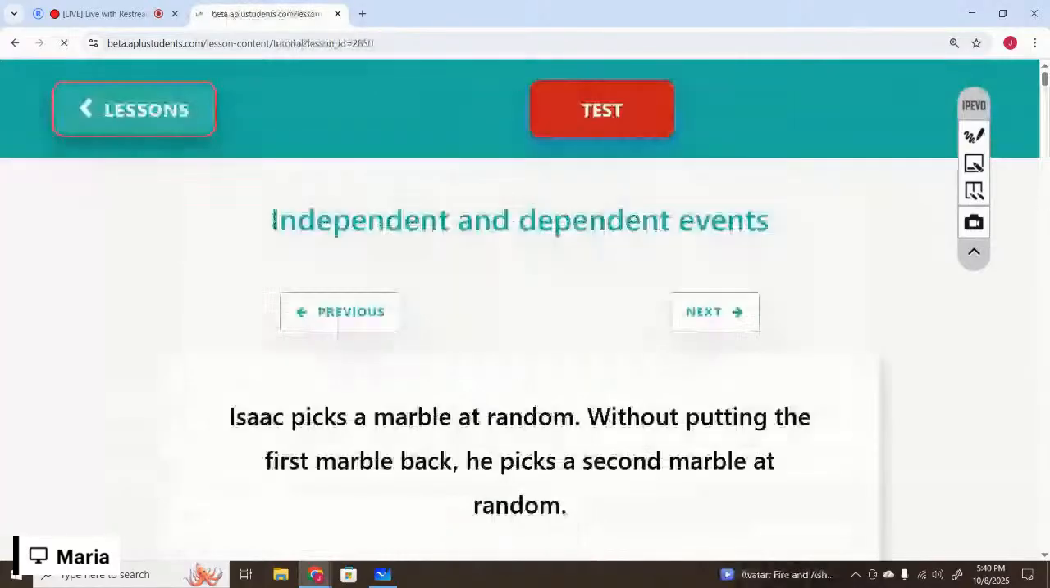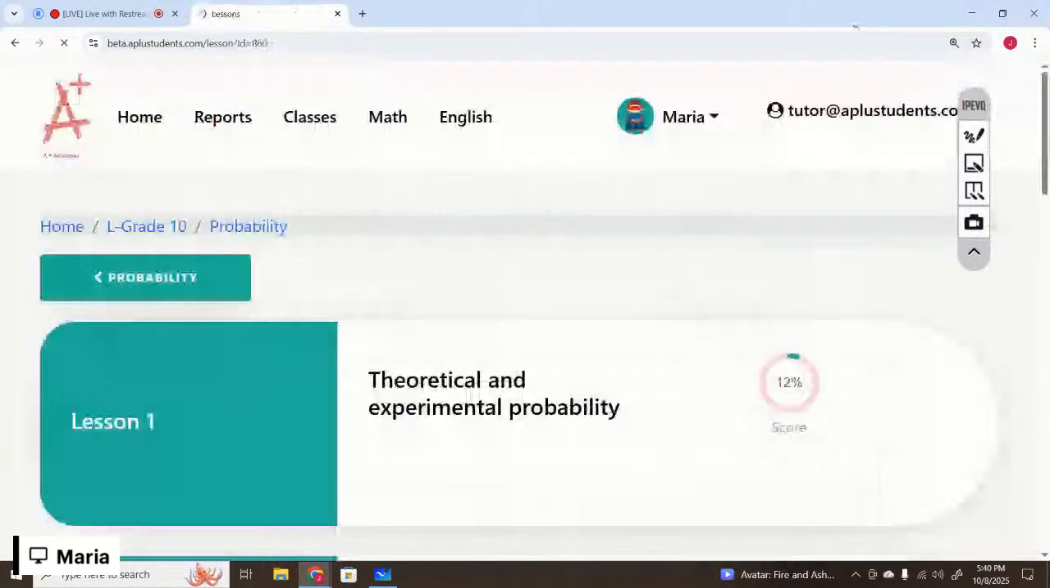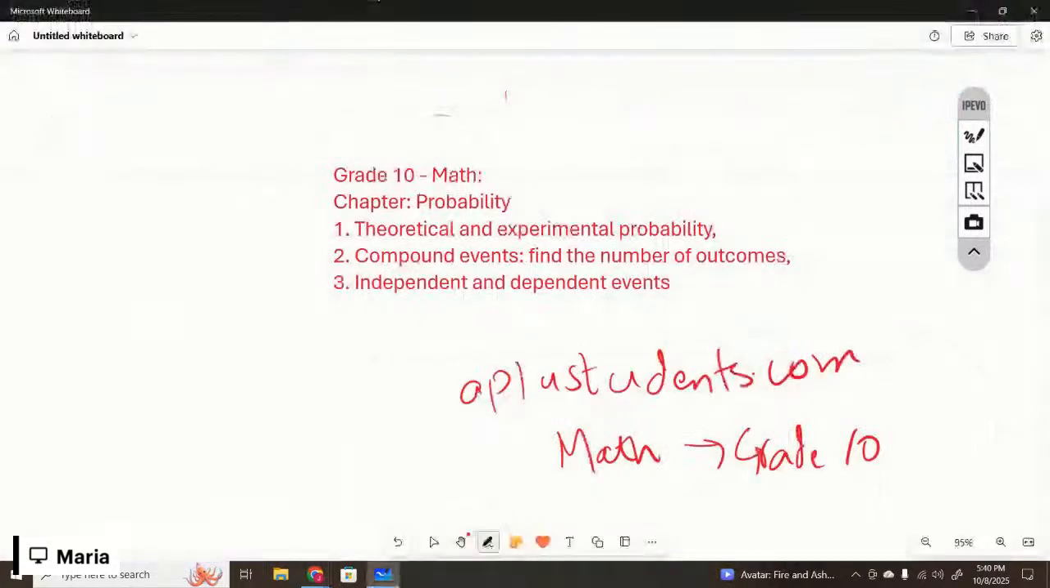So we were in grade 10 math. What we were working on is probability. The lessons we have covered today are experimental probability, compound events, find the number of outcomes, independent and dependent events. So please make sure before the next session you complete all the practice questions for the lessons we just did. That is your homework until next session.